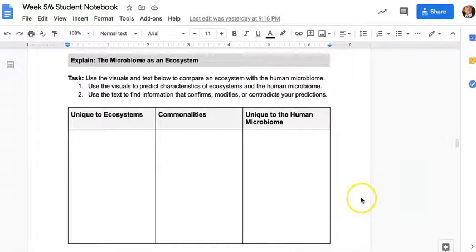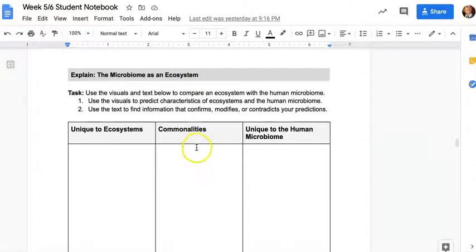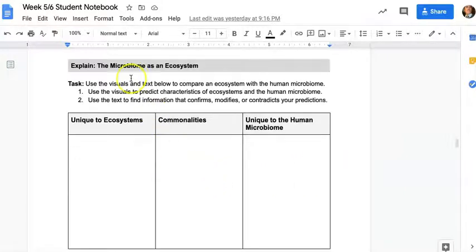So we're going to start here on page 12 of your notebook, is where you should be at. If you're not, you should pause and finish up everything above before you continue. So go back to previous days. We're going to compare an ecosystem with this gut microbiome. And this is a box shape, but it really is a Venn diagram, with the circles where they overlap. So it's going to be unique to ecosystems, unique to our gut, and then things that they share in common. But we're just going to do number 1 of this first.